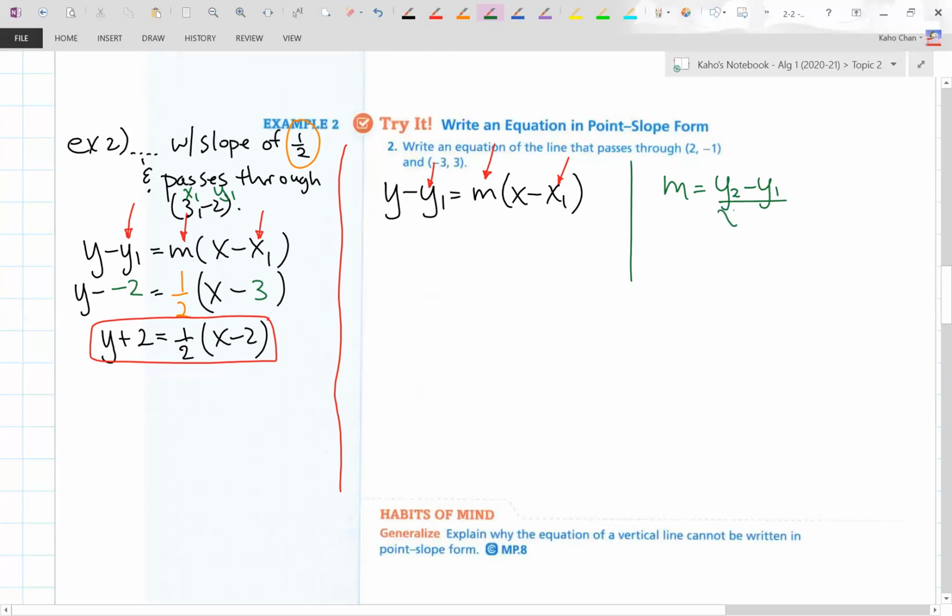It's rise over run, folks. I'm going to plug in that point and that point. The first point will be point 1, and the second point will be point 2. Just plug it into this formula.